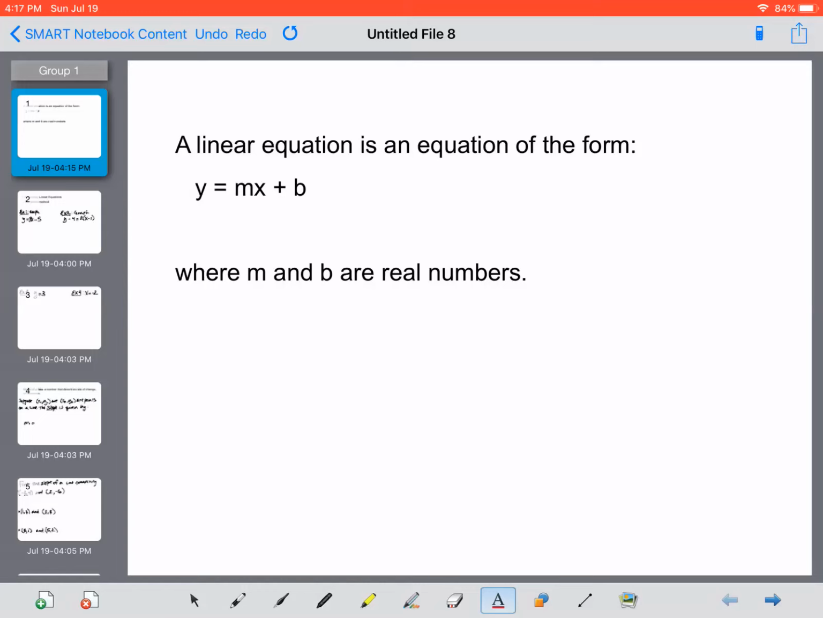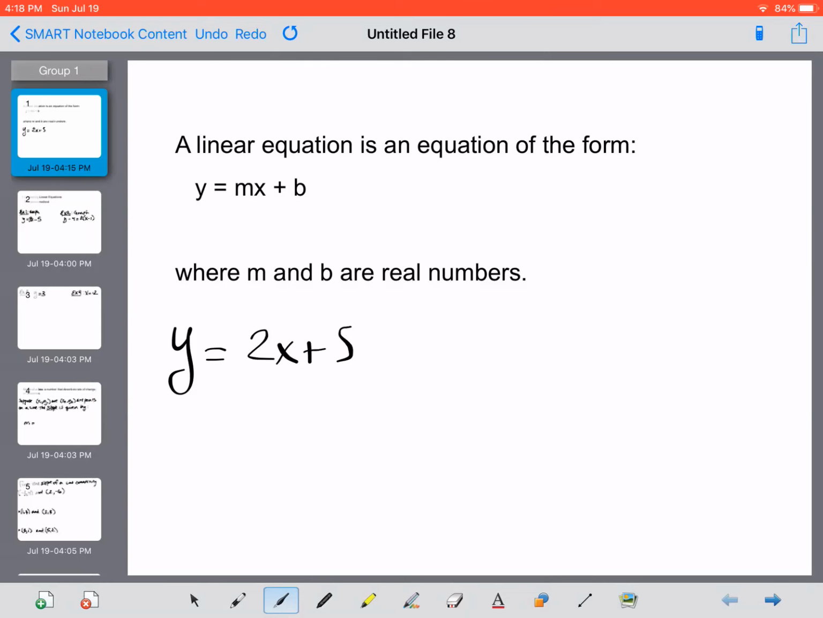In section 1.2, we looked at different types of equations of two variables, and one of those types was linear equations. A linear equation is just an equation of the form y equals mx plus b, where m and b are some real numbers. As an example, maybe something like y equals 2x plus 5.